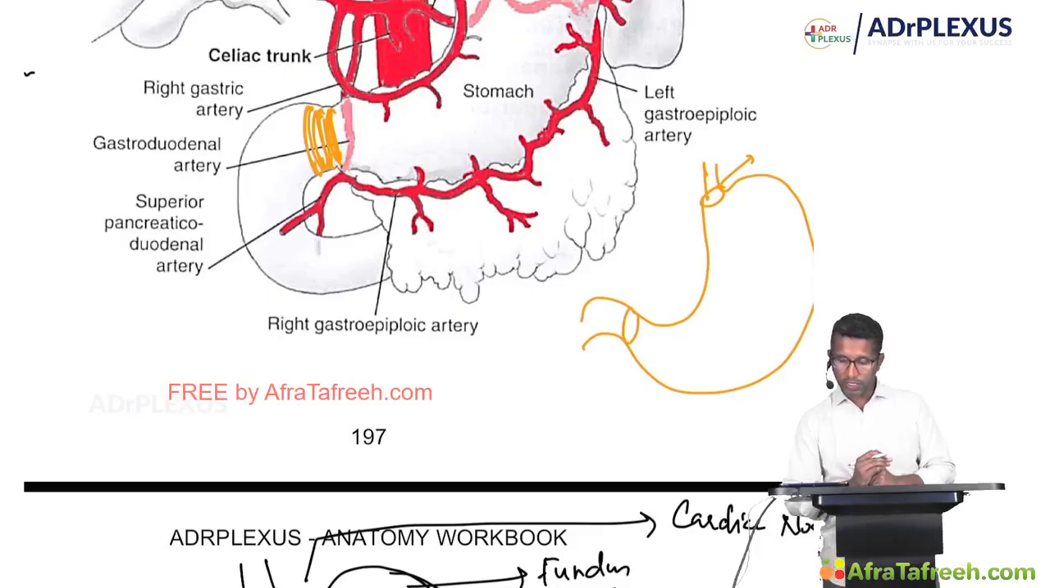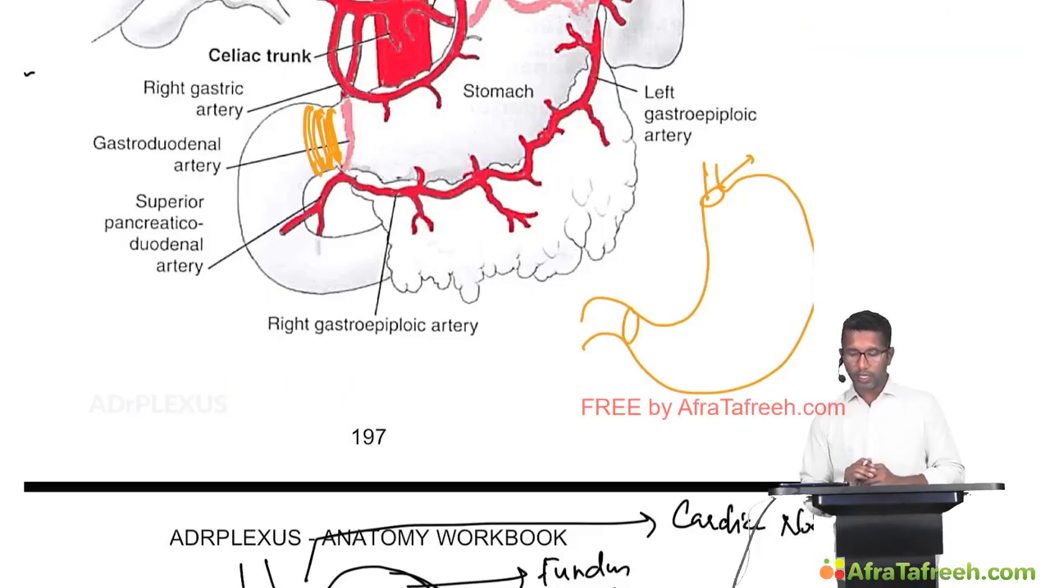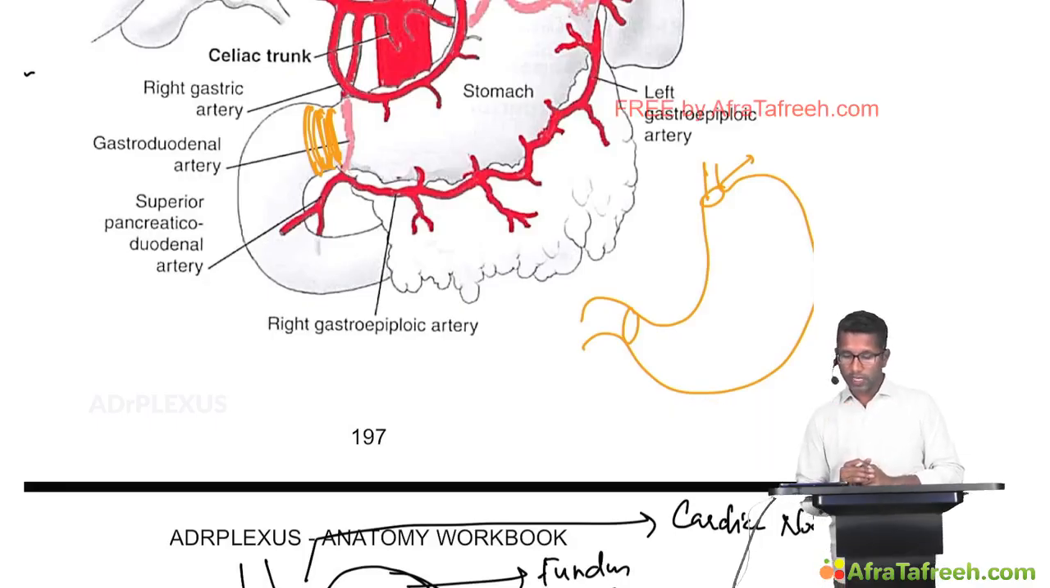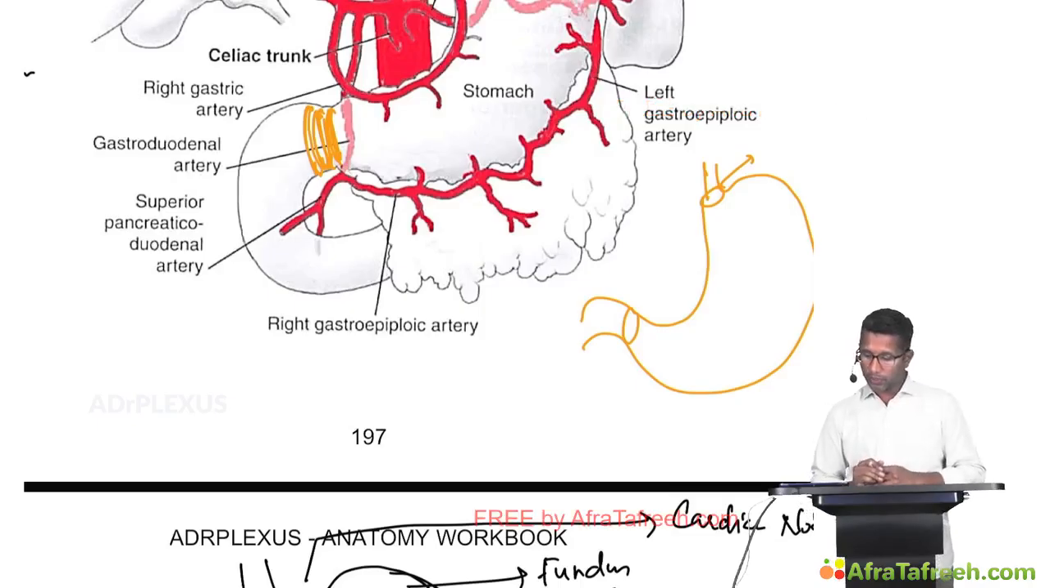Yes, Anashwara, the celiac ganglion is supplied by the posterior vagal trunk, which is actually the right vagal trunk. So the celiac ganglion is supplied by the posterior vagal trunk, which is the right vagal trunk. I think that clears your doubt.